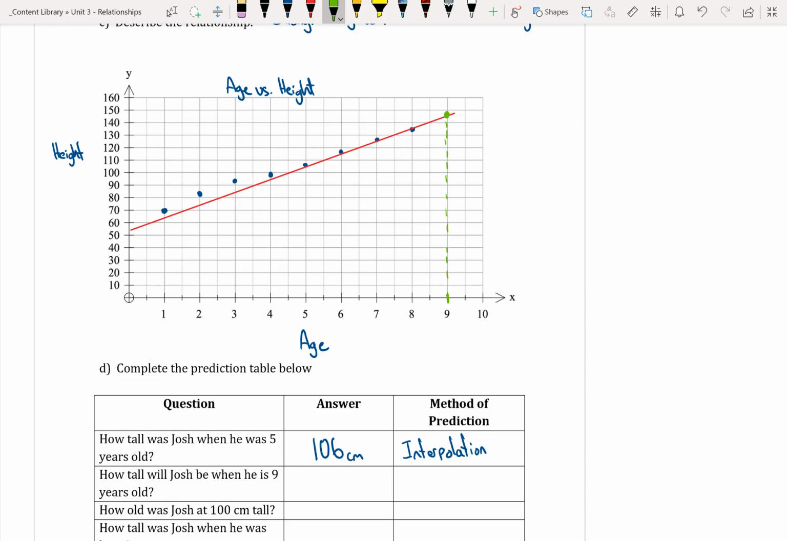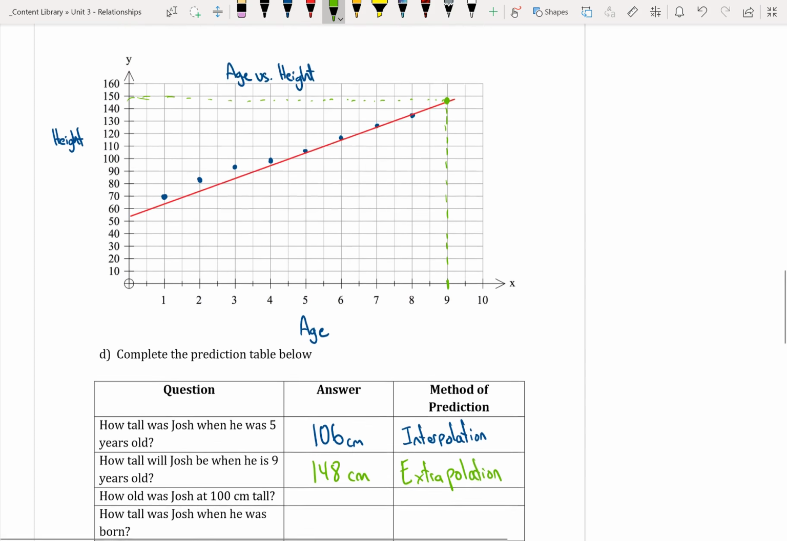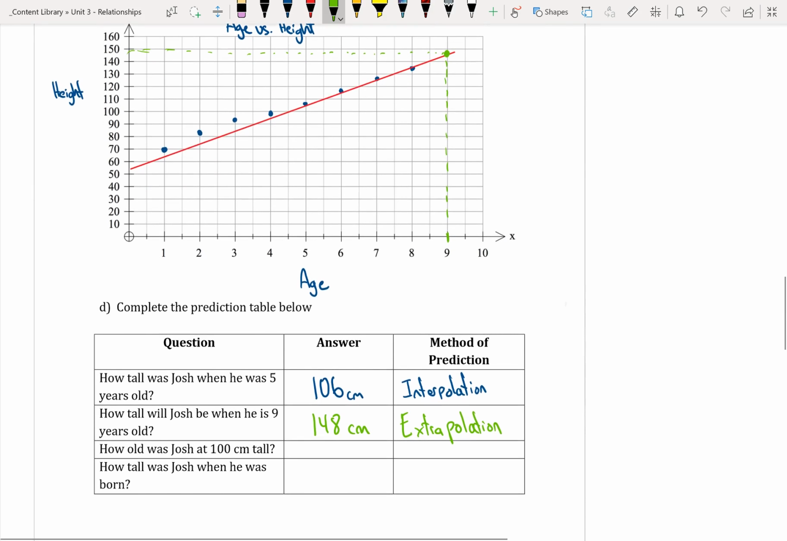So in this case, if I go over and connect this to my y, the coordinates of this point, at 9, his height should be around 148 centimeters. And this would be considered extrapolation because this is outside our data. Right? If we look at our data, it ranges from 1 year old to 8 years old. So anything between 1 and 8 years old is considered interpolation. Anything outside of that, whether it's younger than 1 or older than 8, is considered extrapolation.